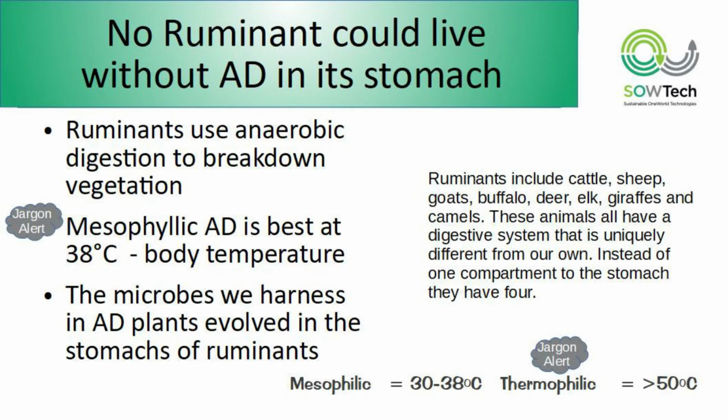Jargon alert. Mesophilic digestion is optimized at 38 degrees centigrade. This is because we harness in our AD plants the natural cultures of microorganisms which have evolved to live in the guts of ruminants. And so-called thermophilic digestion performs best at temperatures over 50 degrees C, temperatures similar to that found in hot springs. So the point is, humans did not create AD, we simply harness it from nature.